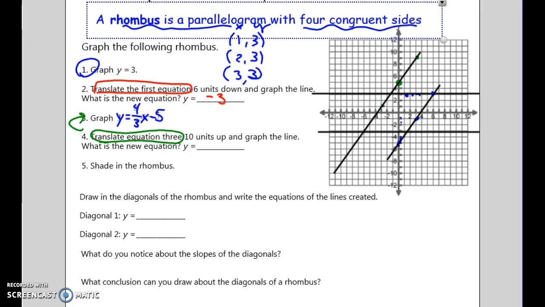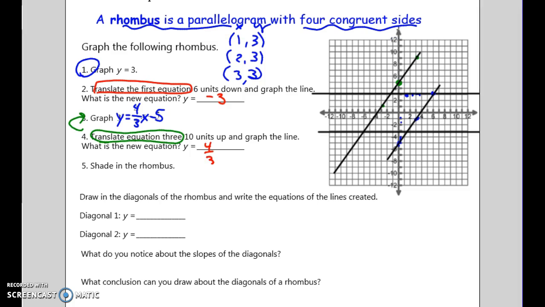So, what's my new equation? Y equals 4/3 x plus 5. Very good. And can you see that rhombus inside here? I'm not going to really shade it because of what I'm going to do next. But you can see this rhombus right in the middle of it, right? Okay. Now they want us to draw the diagonals of that rhombus.